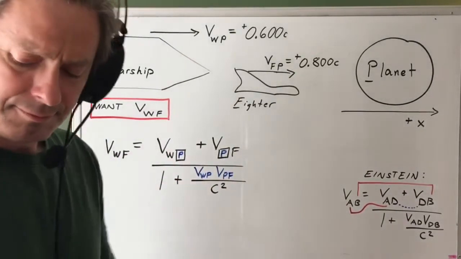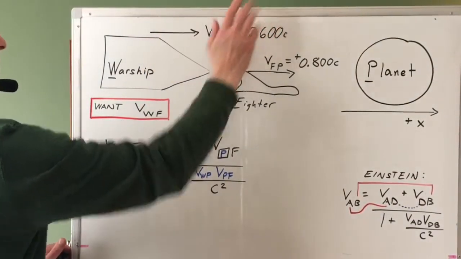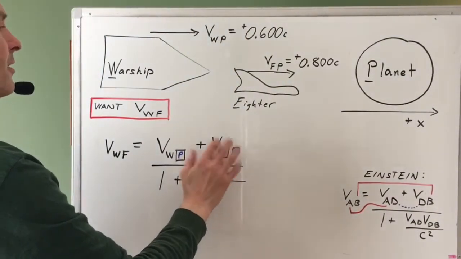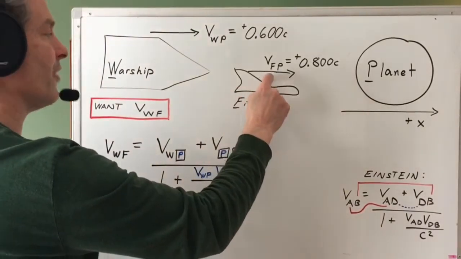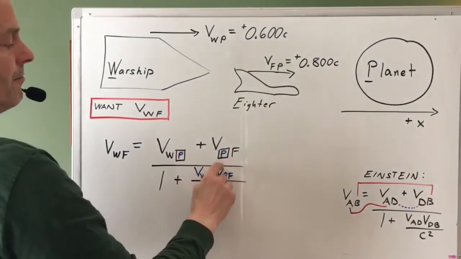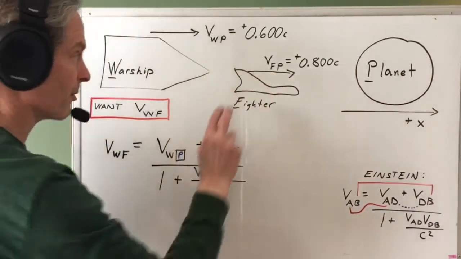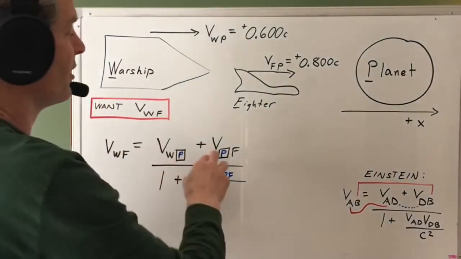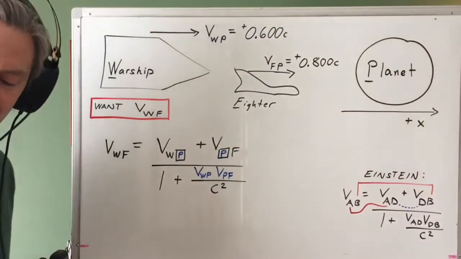Okay, so let's see if we have these things. Velocity of warship relative to the planet, we have that. That's positive 0.600 c. Velocity of the planet relative to the fighter, we don't actually have that. We have something that's related to that. We have the velocity of the fighter relative to the planet. That's positive 0.800 c. What we want is the velocity of the planet relative to the fighter. Remember, in dealing with relative velocities, if you flip the subscripts, you change the sign. So the velocity of the planet relative to the fighter isn't this, it'll be minus 0.800 c.